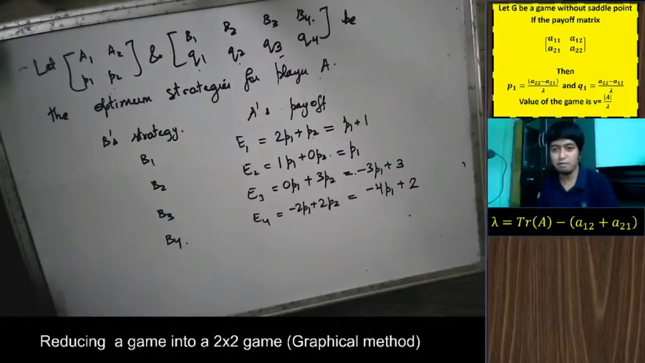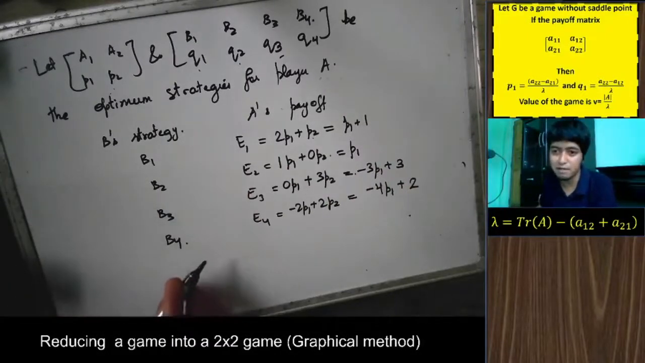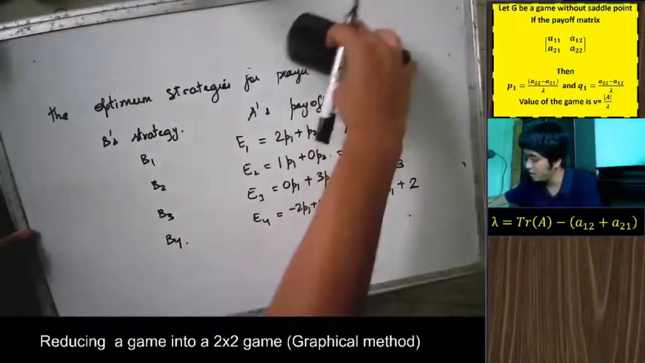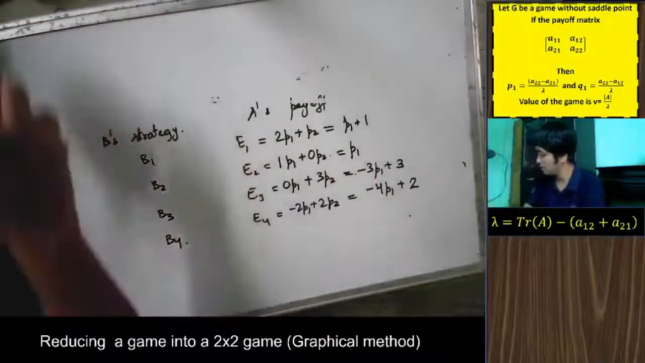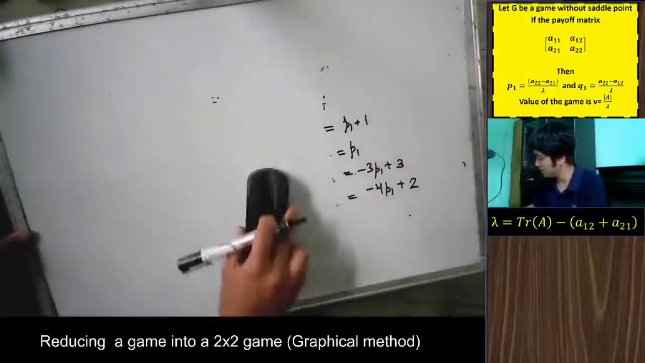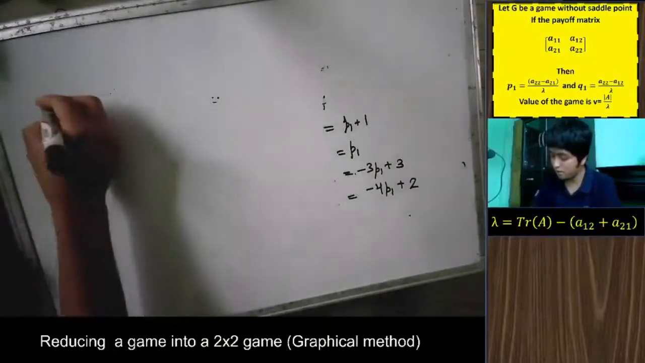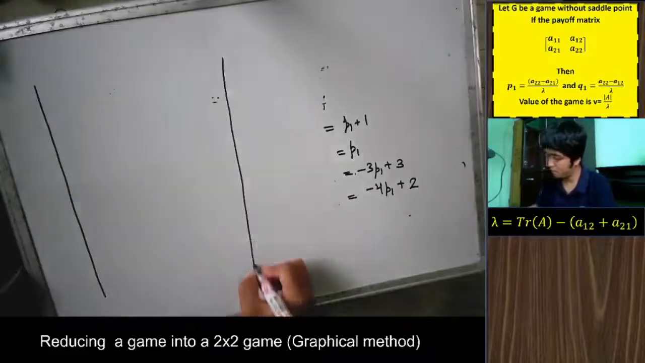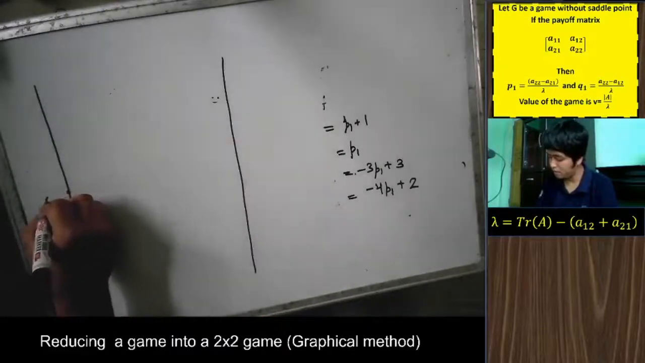If you want to be more accurate, you can use a scale or a ruler, but I won't be using it. Let's see. Now we plot the graph. 0 level.